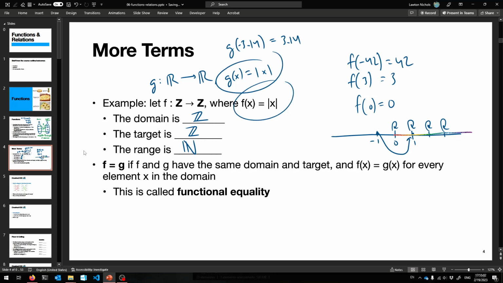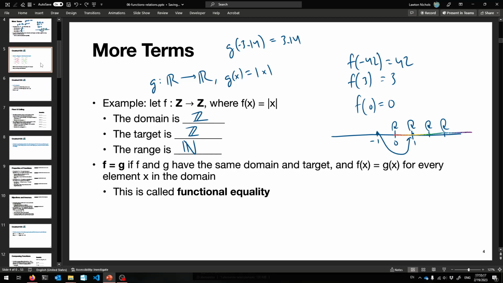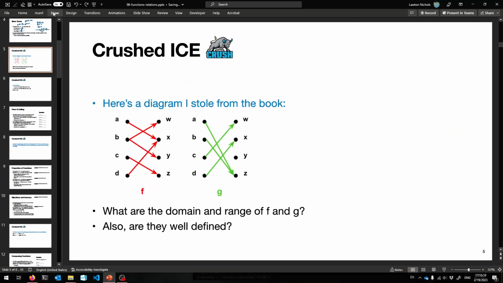So even though g and f are defined with the same code, they are not equal functions because their domain and targets are different. One works on reals, the other works on integers. Okay, I hope that makes a little bit of sense. It's very technical, but we need to go there because that's what you're required to learn in this class.